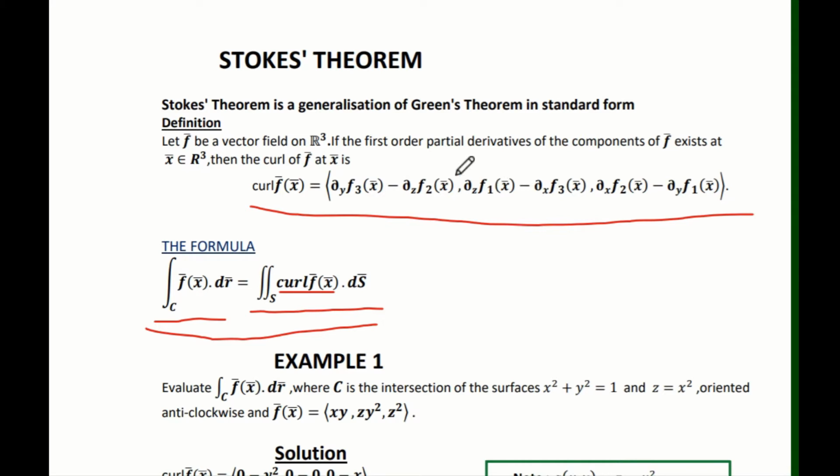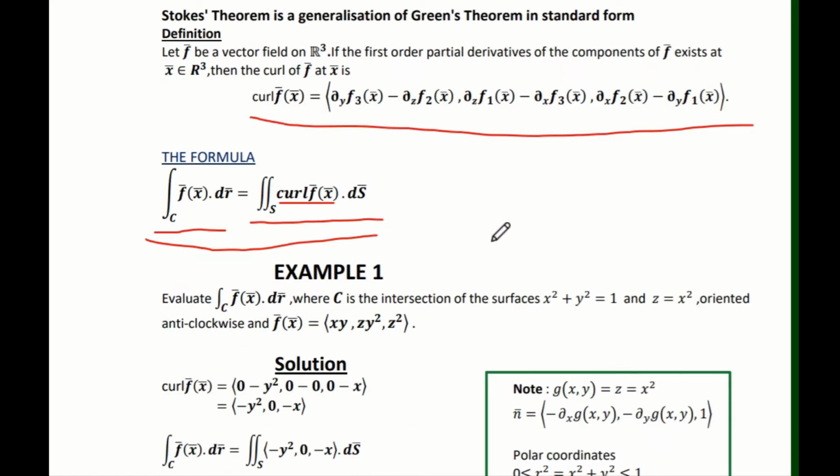With that said, I'm just going to jump straight into the examples that I'm going to be going through today. I have two examples, so I'm going straight to example 1. The question says evaluate this integral where C is the intersection of the surfaces x squared plus y squared equals 1 and z equals x squared, oriented anti-clockwise, and we're told that our F bar is given by this.